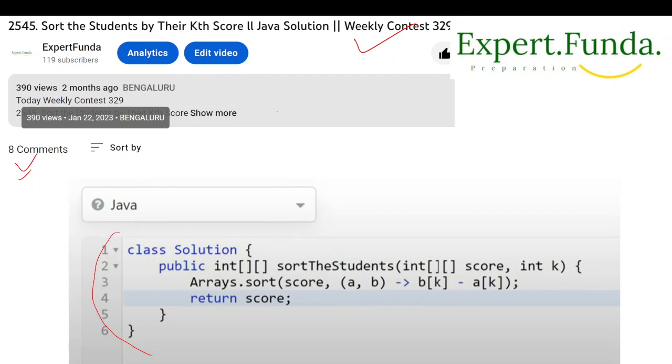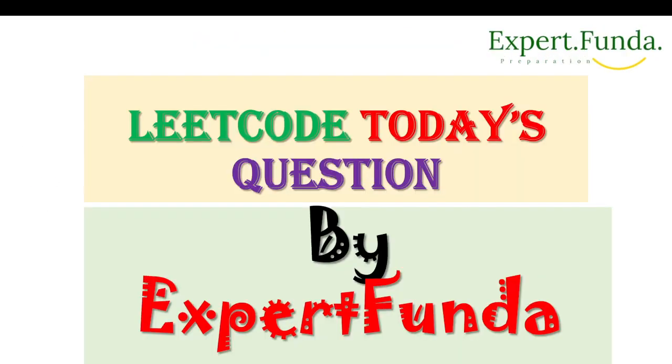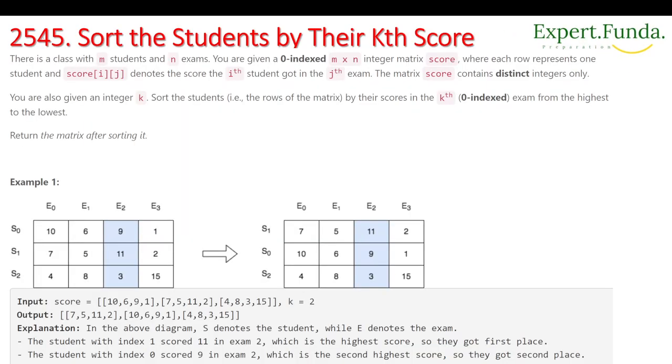So coming back to the question, we'll start from the question reading, and we'll try to explain this as much as possible. So let's understand 2545, the Leetcode question that already came in the contest 329. The question is saying that we have to sort the students by the kth score.